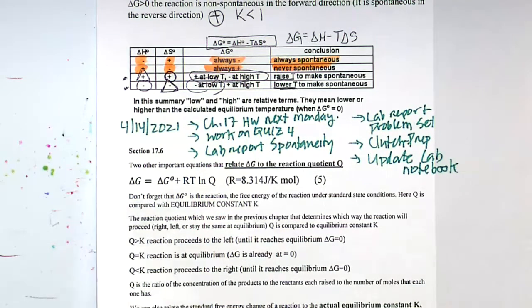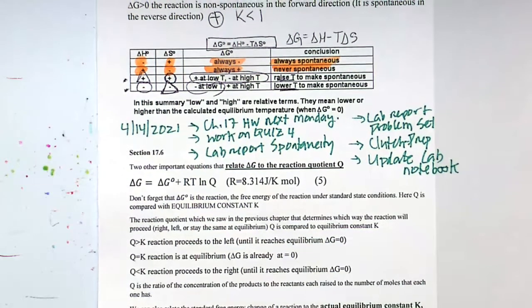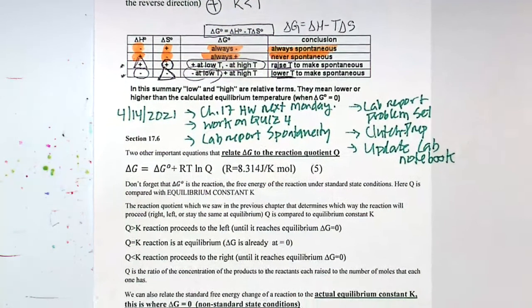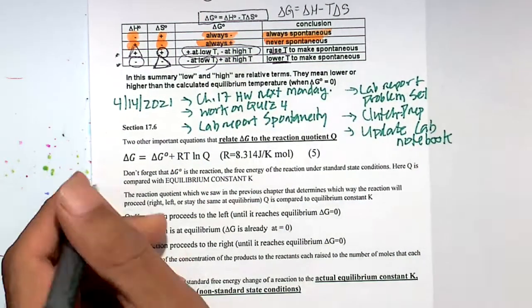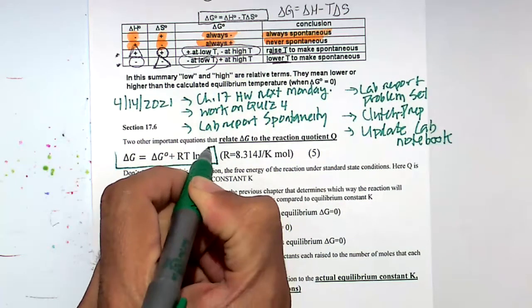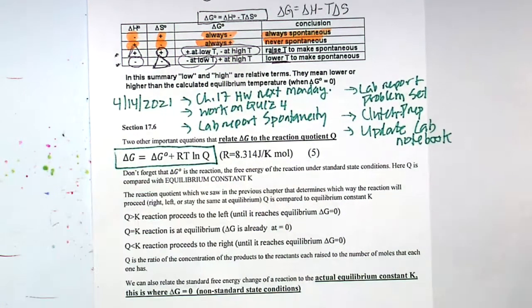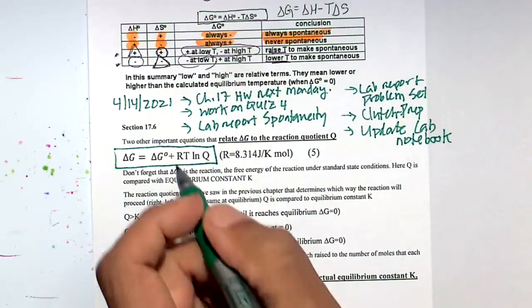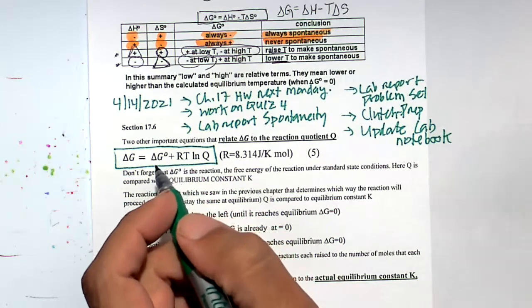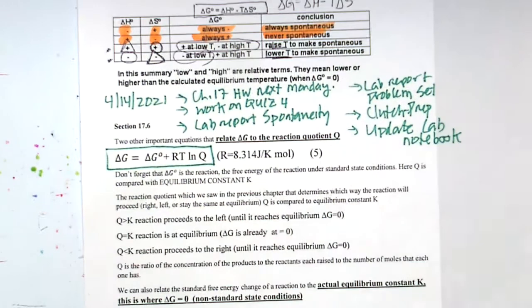Right, so with that being said, let's go ahead and continue with Chapter 17. I want to explain this equation here, delta G equals delta G naught plus RT natural log of Q. This is another equation. I'll give you this equation on the exam, but it may be good to be familiarized with it, especially if you're taking the MCAT or other types of board exams.